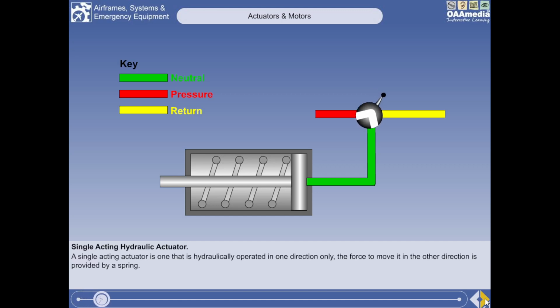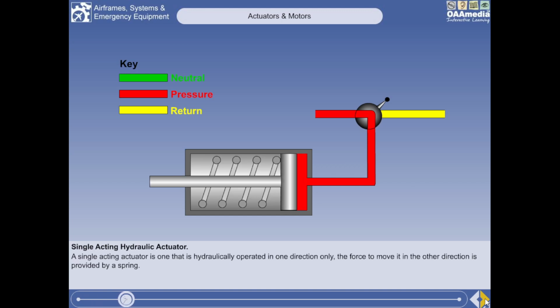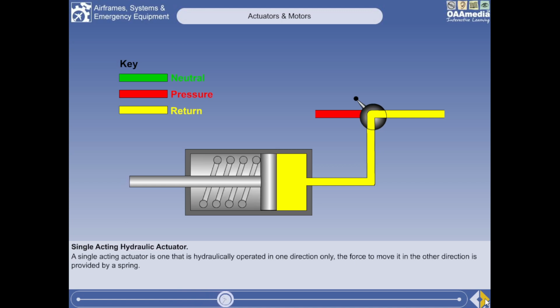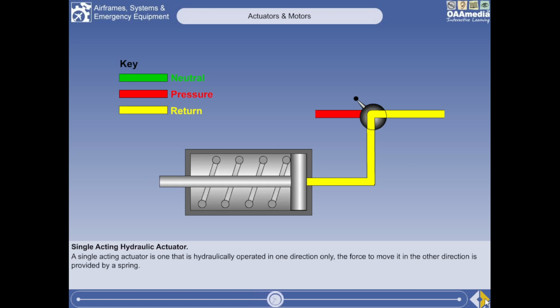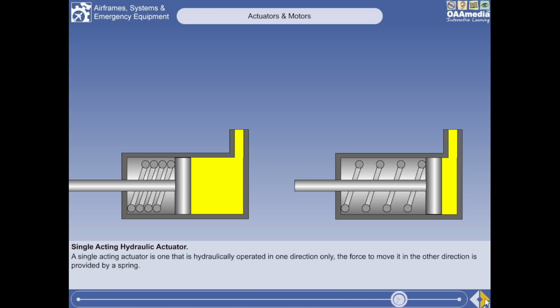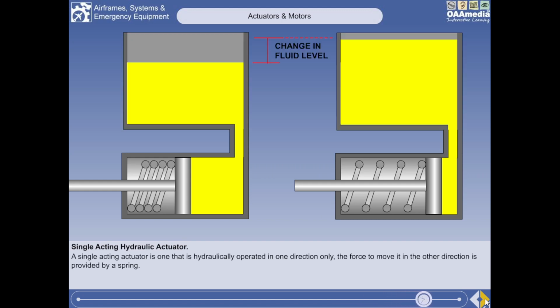A single-acting actuator is one that is hydraulically operated in one direction only. The force to move it in the other direction is provided by a spring. This type of actuator is normally used as a locking device, the lock being engaged by spring pressure and released by hydraulic pressure. A typical application would be a landing gear-up lock. This type of actuator has more fluid in the cylinder when the ram is extended than when it is retracted. The surplus fluid is stored in the reservoir when it is not being used.